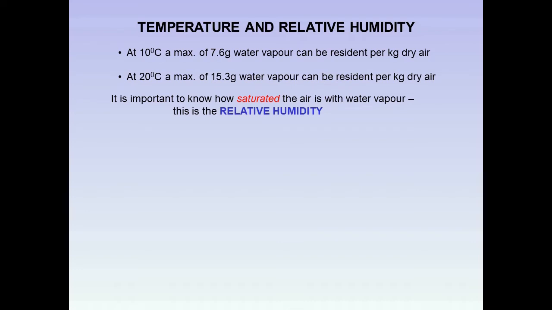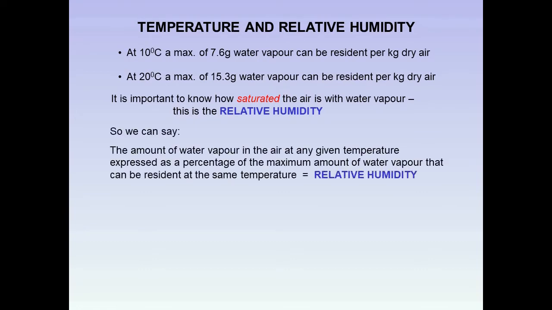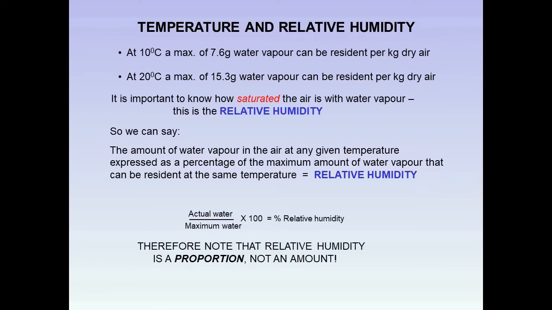However, it is important to know how saturated the air is with water vapor, and this is what we call the relative humidity. It's a measure of saturation. Broadly, we can say the amount of water vapor in the air at any given temperature, expressed as a percentage of the maximum amount of water vapor that can be resident at the same temperature, is known as the relative humidity. Therefore, note that relative humidity is a proportion. It is not what one could call an amount.